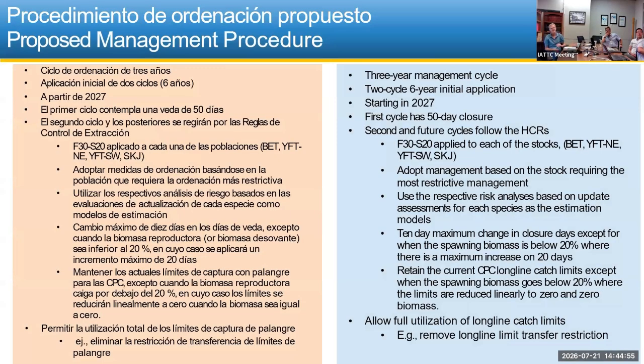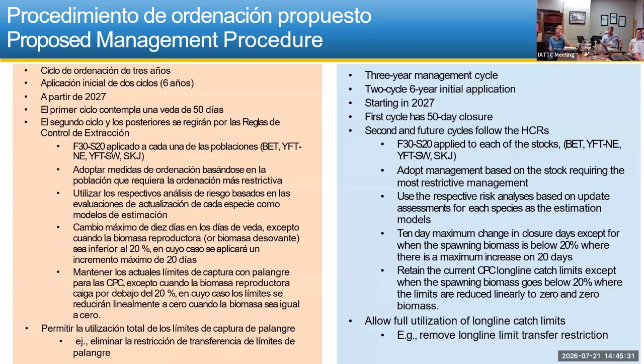Summarize it. Okay. So yeah, that was a long presentation on lots of different components. But this slide here summarizes the management procedure. And so the management cycle is proposed to be 3 years. The initial application is going to be 2 cycles, which is 6 years. And then after that, things could be evaluated and modifications made if required.